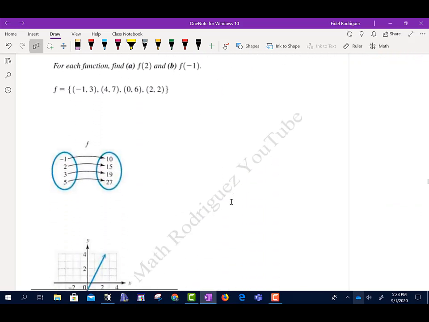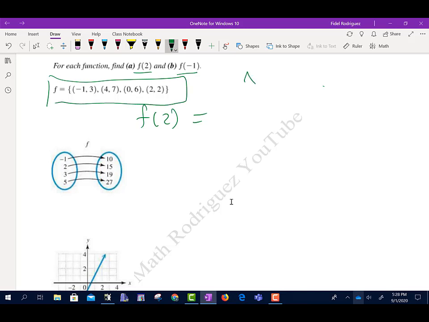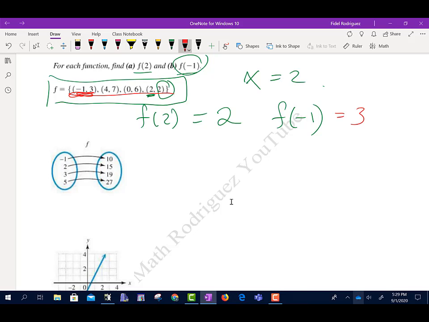All right. So, for the next problem here, it says, for each function, find f of 2 and f of negative 1. So, f of 2. f of 2 means I'm going to look at this function here, and I'm going to look for the part when x is equal to 2. Well, here it is. x is equal to 2. What is the y value? The y value is 2. Okay? And I'm going to do it again for f of negative 1. So I'm going to come back to this function right here, and I'm going to look for when x is negative 1 right here. What is the y value there? It's 3. Okay.